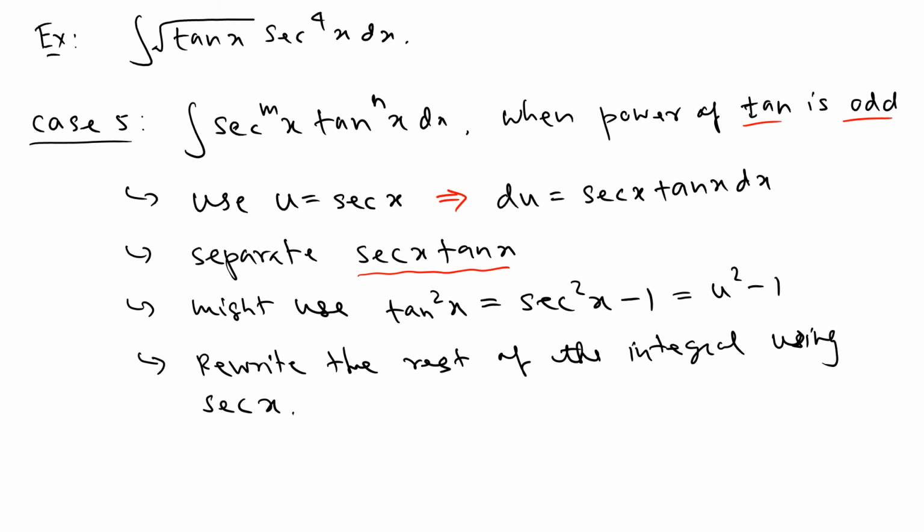So now what we do, we're gonna pick u equals secant(x) and then factor out its derivative. So factor out the derivative and then try to rewrite the rest of the integral using secant. Okay, so let's look at a problem. That's the best way to learn.